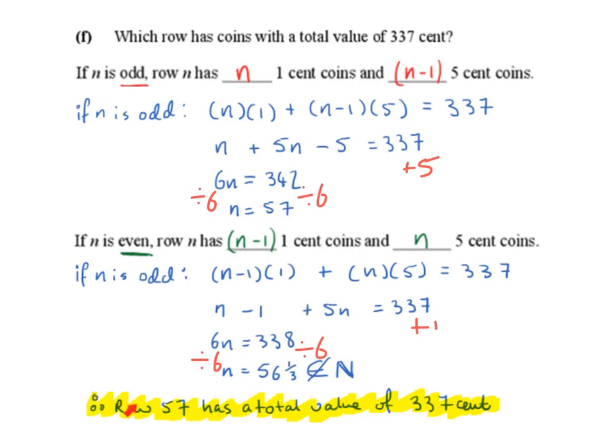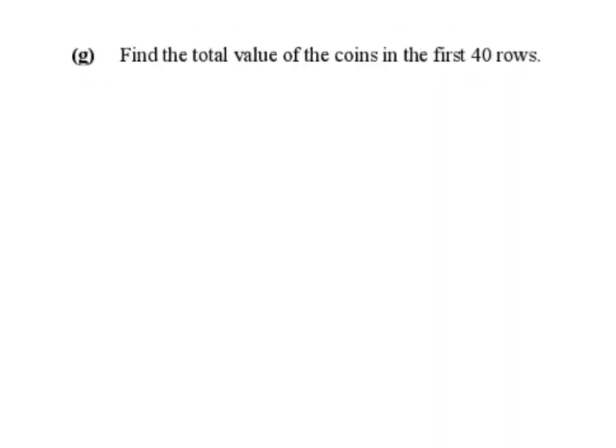So therefore, row 57 has a total value of 337 cents. So if we went to row 57 and we added up all the coins in that row, we would have 337 cents in total.